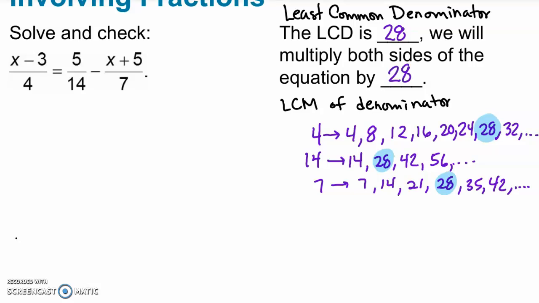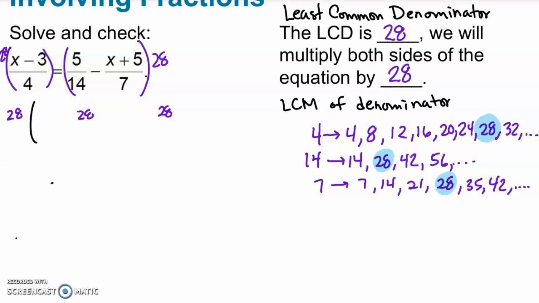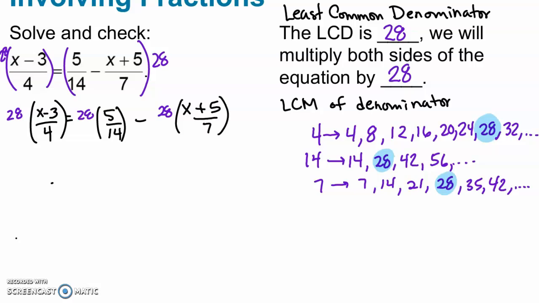filling in the blanks here. So I'm going to multiply this side by 28, and I'm going to multiply this side by 28. So let's put the 28 here first, and I like to do this so that you can see where the 28 is going to go. So I like to write out this step. So I've got the 28 in 3 places.